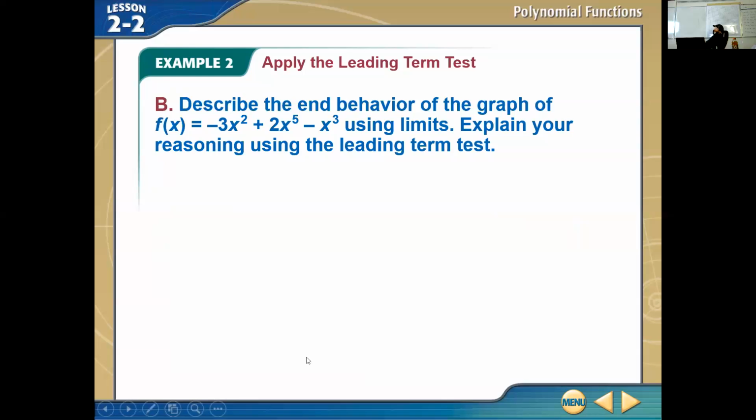Here they try to get funky with you because our 2x to the 5th is not our leading term. Okay, or in other words, it's not out front. This, because it has the highest exponent, this whole thing, this 2x to the 5th, is still what determines our graph's end behavior. Okay, we have the highest exponent with a positive coefficient. So our graph is going to start low, it's going to end high. So as x goes towards negative infinity, f of x is going to go towards negative infinity. And as x goes towards positive infinity, f of x is going to go towards positive infinity.